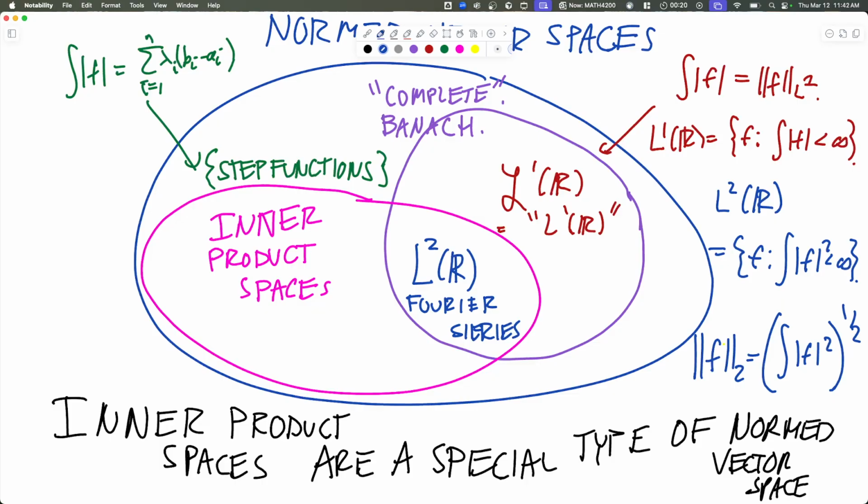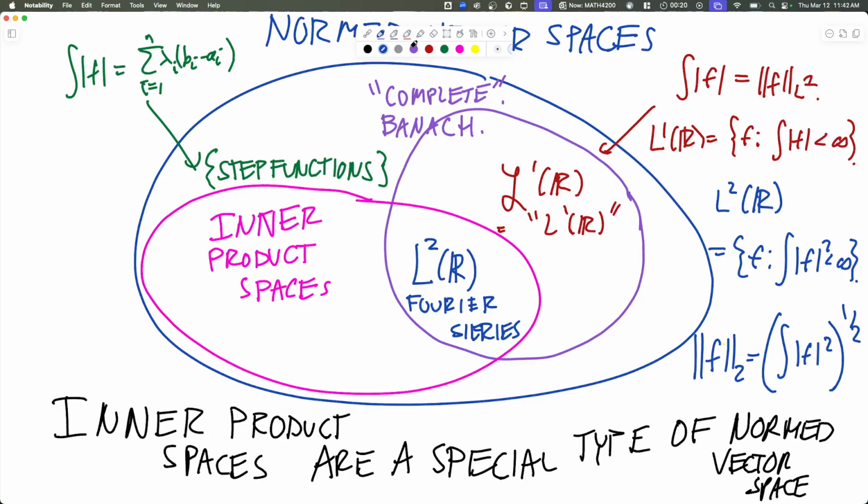This is kind of a big picture. By the way, this overlap between inner product spaces and complete spaces also has a name. So there is a name given to spaces that are both an inner product space and complete. It's not just a Banach space. Does anyone have a guess what that is? Yeah. It's a Hilbert space.